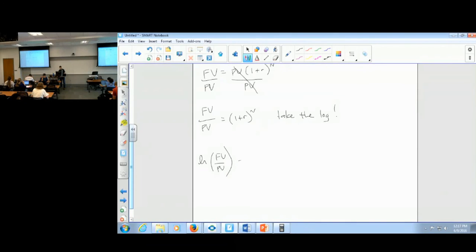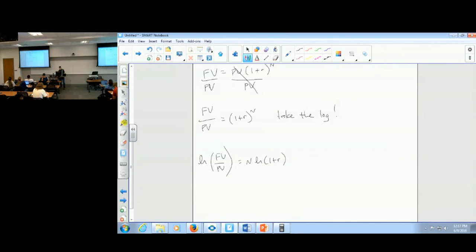So we do it on the left, and we do it on the right. What happens on the right, though, is that the n is at the exponent, and then it's multiplied times the log of 1 plus r. Looking familiar now? Now I've got that n just out in front.